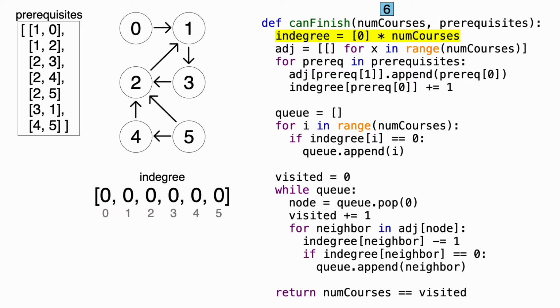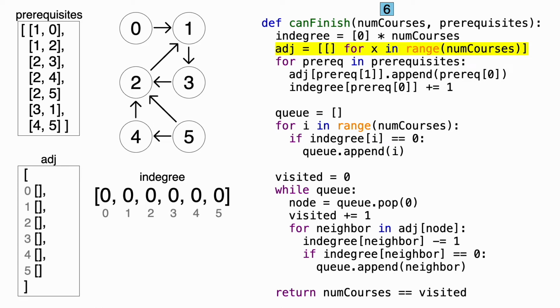We're also going to create a 2D array and use this to create an adjacency list from the prerequisites. We're going to do this because it makes the graph easier to traverse, and it's one of the standard ways of representing graphs. The indices will represent the nodes, and the corresponding list will be a list of all its neighbors. Now let's loop through the prerequisites array to build the adjacency list.